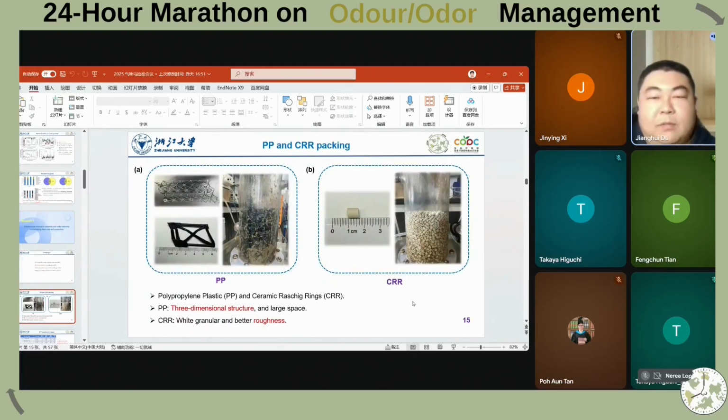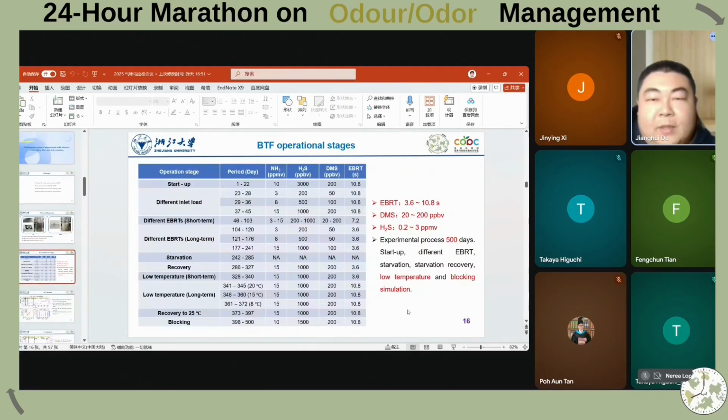We compared two different packings, polypropylene plastic, which we call PP, and ceramic raschig rings, which we call CR. The PP has a three-dimensional structure and a larger space. This is the BTF operation state. We conducted about a 500-day experiment.